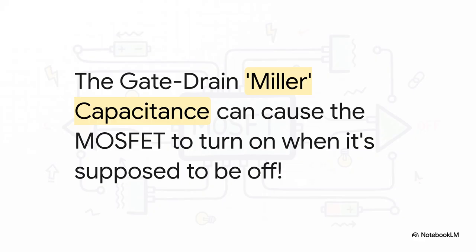But there's one capacitor in there that is particularly nasty. It's the one between the gate and the drain, and we call it the Miller capacitance. This one can be absolutely deadly. If the voltage on the drain suddenly spikes up, this little capacitor can actually shove current back into the gate and turn the MOSFET on when it's supposed to be completely off. We call it Miller turn-on, and it can cause catastrophic, system-destroying failures.